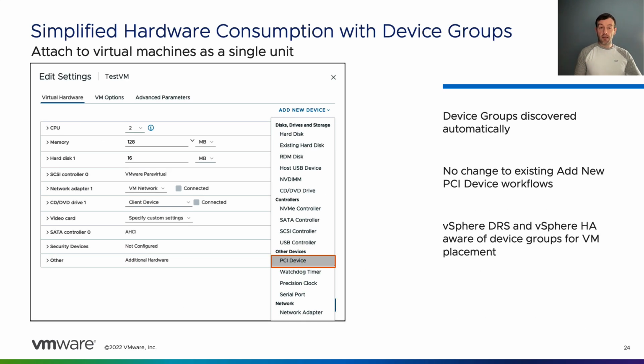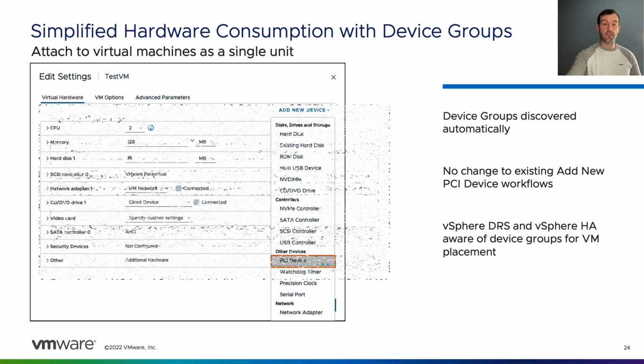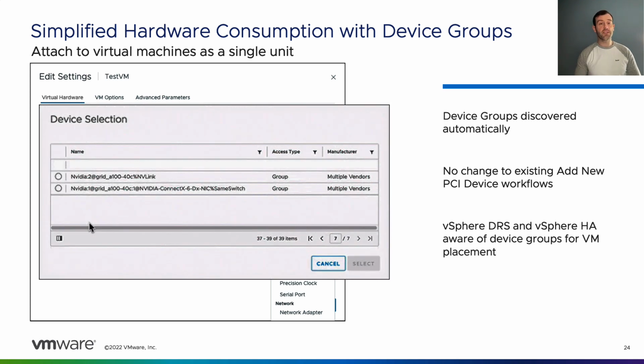And as I said, to add these to a virtual machine, there's no change to the existing workflows if you're adding hardware to a virtual machine. You'll go into your virtual machine settings, select Add New Hardware and PCI Device. And if there's device groups present, they'll simply be discovered and show in the list. So in this example, there's two device groups showing.